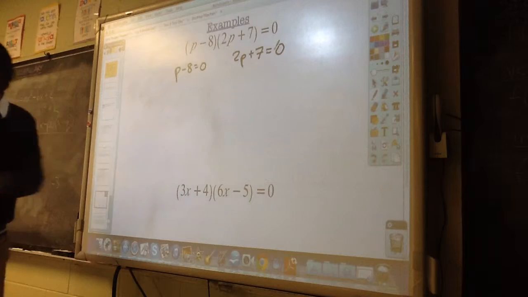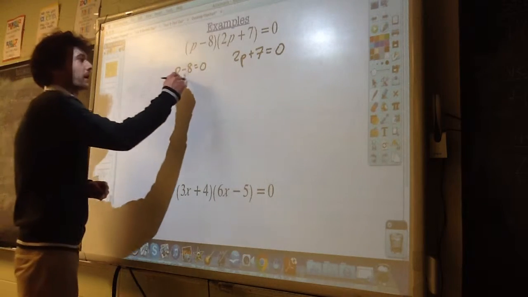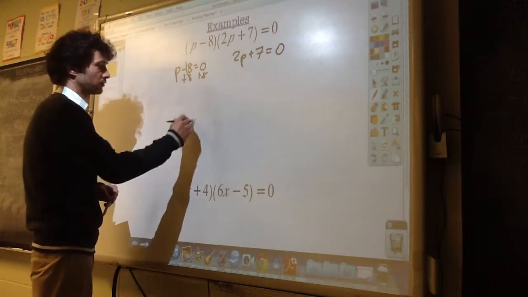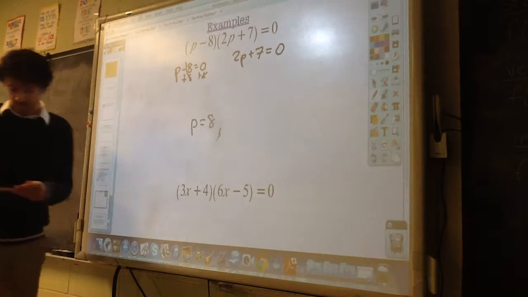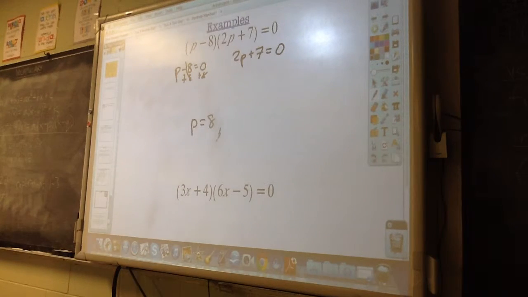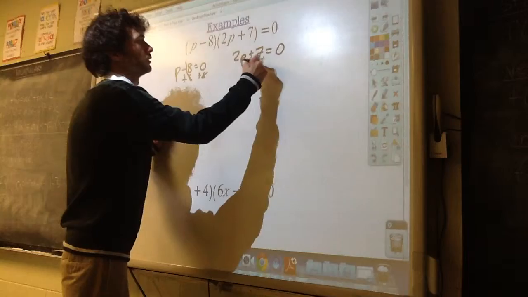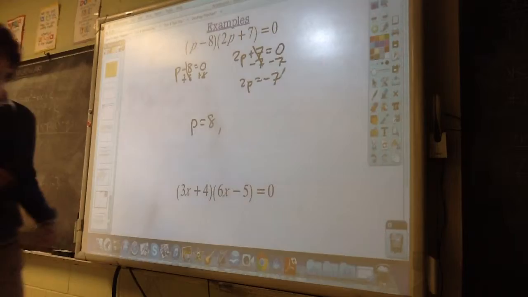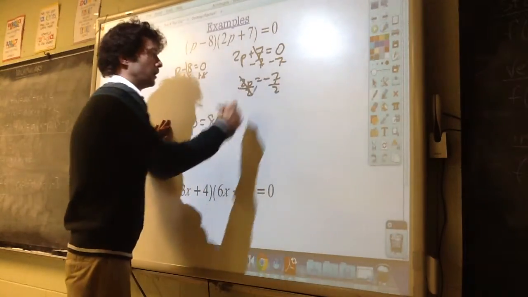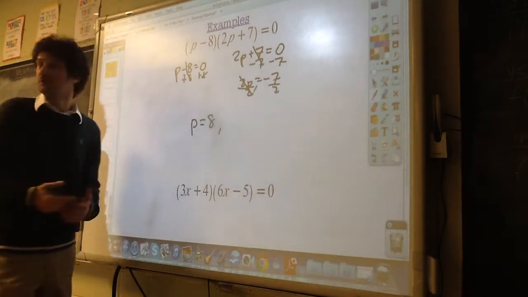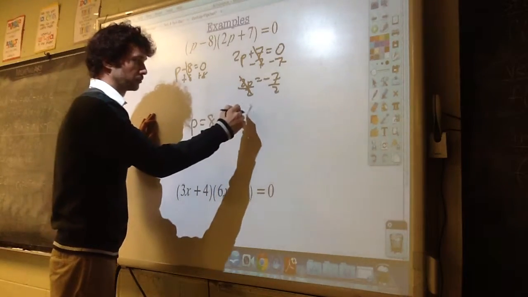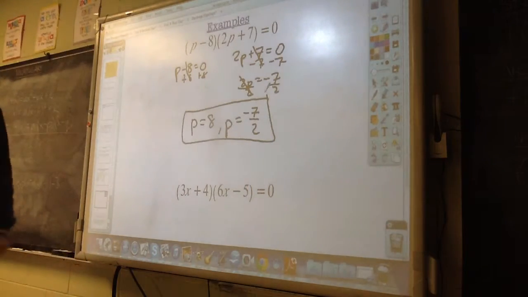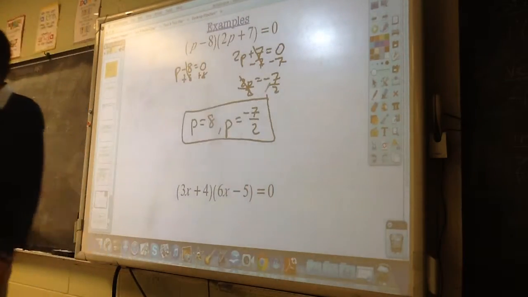Nathan, how do I solve this? Add 8. So what's the solution to this one? P equals 8. Good. So that's one of my answers. Okay, now I just got to find the other one. Swayze, what would I do first on the other one? Subtract 7. Okay. And I get 2p equals negative 7. And then what's the last step, Swayze? Divide by 2. Good. And since 2 doesn't go evenly into 7, that one's just going to be a fraction, right? So p equals negative 7 over 2. And that's it. Those are the two things that make this a true statement. The two solutions.